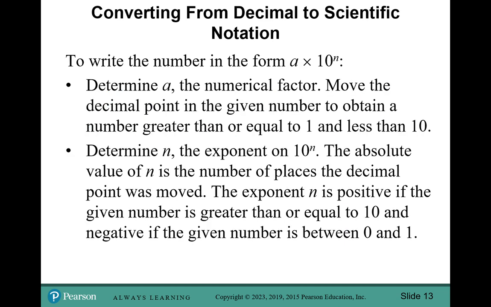To write a number in the form A times 10 raised to the n, or to write it in scientific notation, we first need to determine A, the numerical factor. We need to move the decimal point in the given number to obtain a number greater than or equal to 1 and less than 10. Then we need to determine n, the exponent on 10 to the n. The absolute value of n is the number of places the decimal was moved. The exponent n is positive if the given number is greater than or equal to 10, and negative if the given number is between 0 and 1.